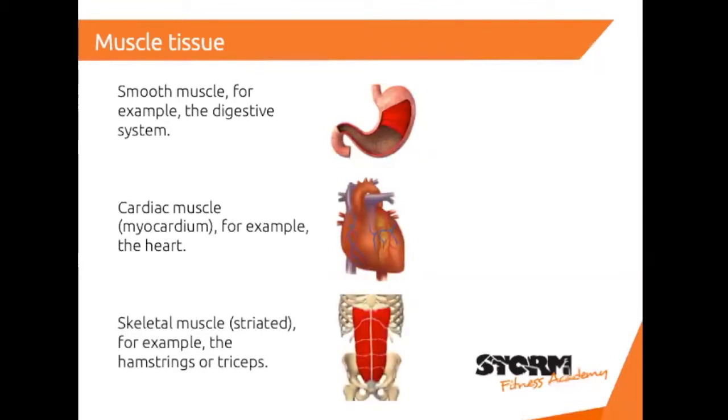Now, there are some similarities with some of these. So cardiac and skeletal are both striated, which basically means they're made up of individual fibers. If you looked at them under a microscope, you'd see these little individual strips or strands or stripes, whatever you want to call them. When somebody's very, very lean, like look at bodybuilders on stage, you can see the fibers in the muscles.